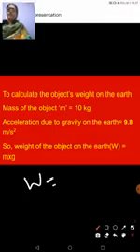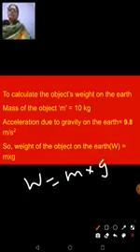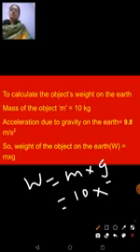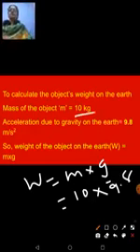W is equal to m into g. In the place of m, I'll write 10. 10 kg is given already in the question, and you all know what is the value of small g on the earth. It is 9.8. So that's what is given here. Mass of the object is 10 kg. Acceleration due to gravity on the earth is 9.8 meter per second square.